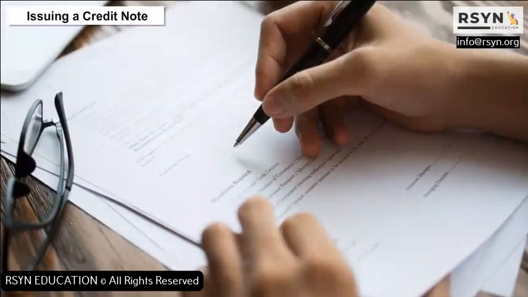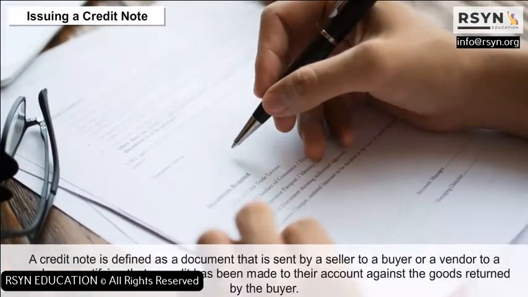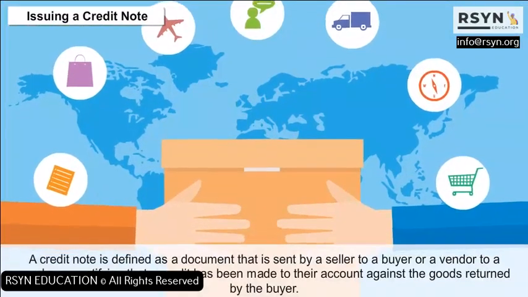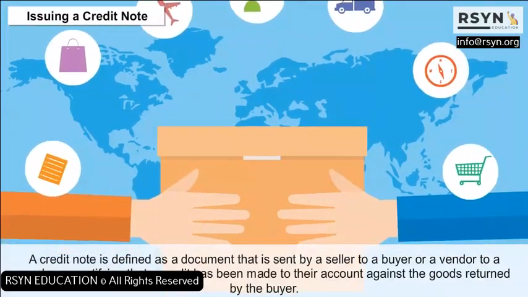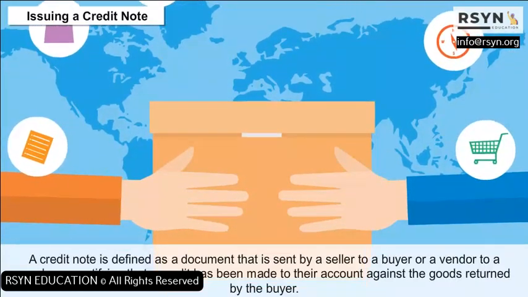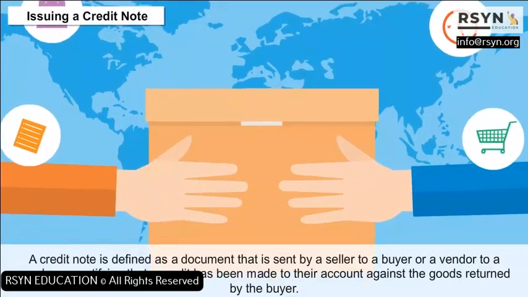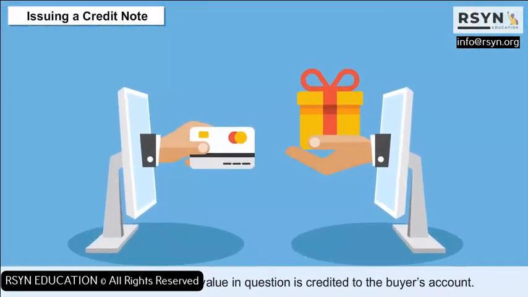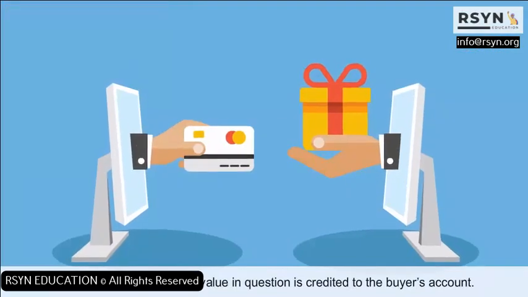Issuing a credit note. A credit note is defined as a document that is sent by a seller to a buyer, or a vendor to a purchaser, notifying that a credit has been made to their account against the goods returned by the buyer. It notifies that the currency value in question is credited to the buyer's account.